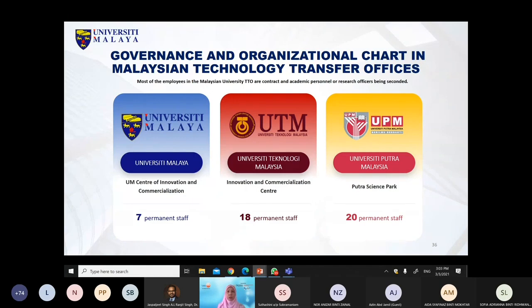For the governance and organizational chart of the Malaysian Technology Transfer Offices, I summarized from the 3 and we realized that most employees are contract staff, academic personnel, and research officers who have been seconded. University Malaya has the least staff we ever had: only 7 permanent staff, of whom 2 are lecturers, the director and the deputy director, and 2 research officers, and the rest are supporting staff. All these 7 permanent staff are actually seconded staff, so they are not permanent in the tech transfer office. UTM has 18 permanent staff, also all seconded, and UPM has the highest with 20 permanent staff.